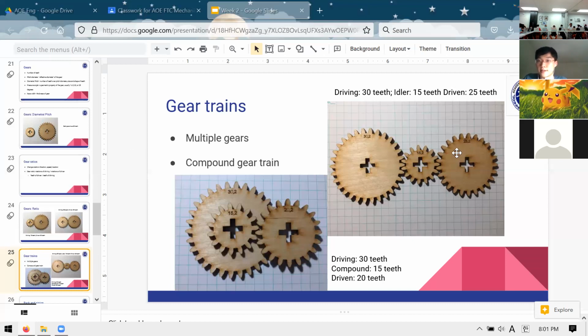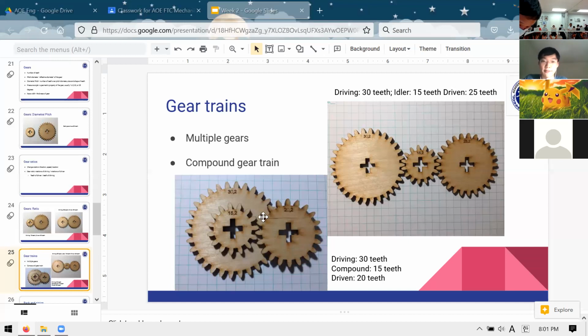So in this case, the ratio for this system, you have 25 teeth in your driven and 30 teeth in your driving. So you can just take the ratio like that. You turn this big gear 5/6 of a turn to turn this gear once.